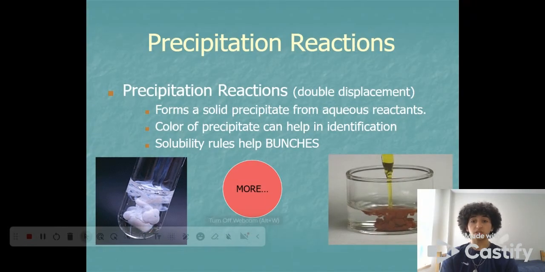The color of the precipitate is really helpful for identification in the lab. Silver chloride is white, lead iodide is bright yellow, copper hydroxide is blue, and real chemists use these visual clues to figure out what's in an unknown solution.